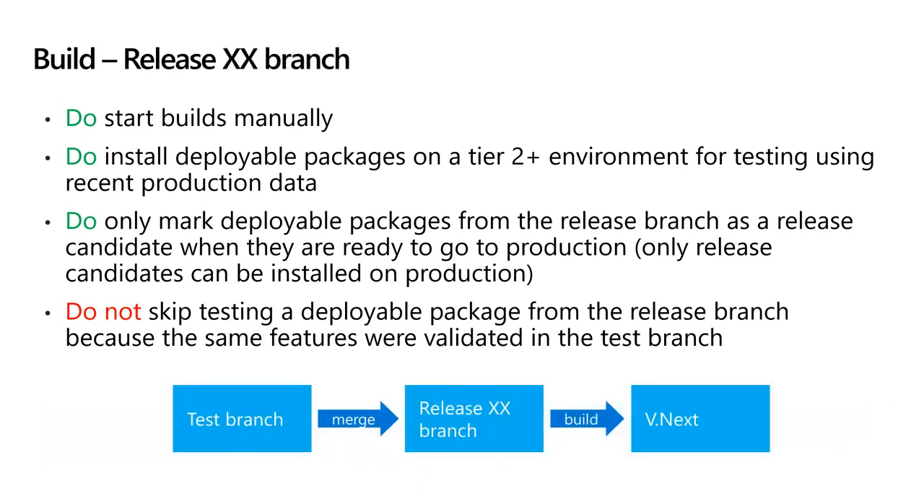The alternate release branch is a similar pattern to the release branch, except that you would not mark them as a release candidate because they're probably not going to production. They're probably going to some pre-production sort of environment.